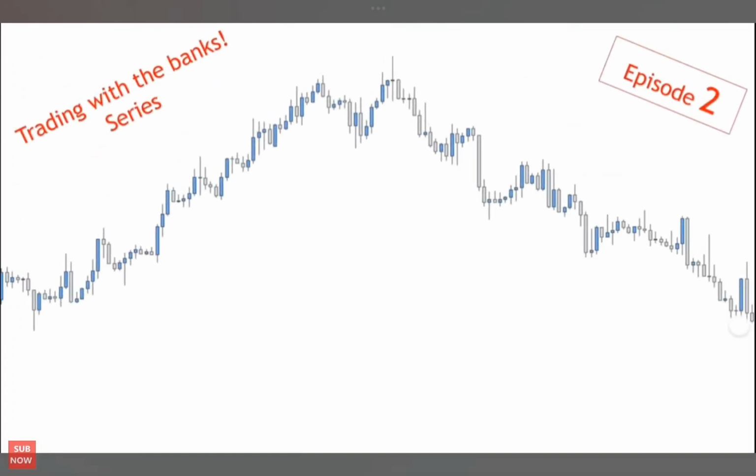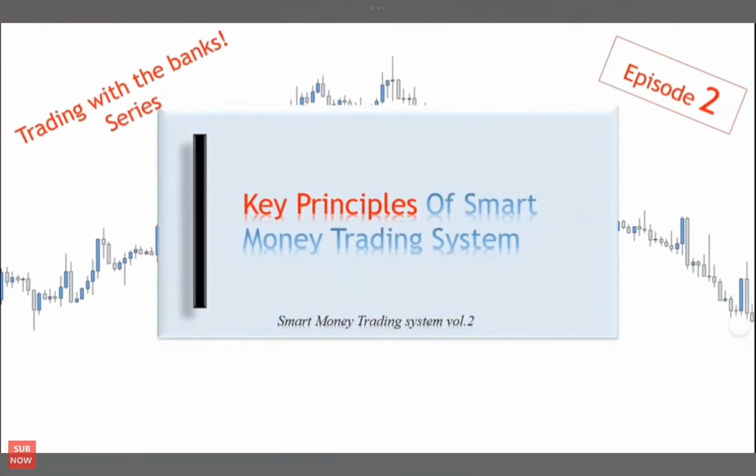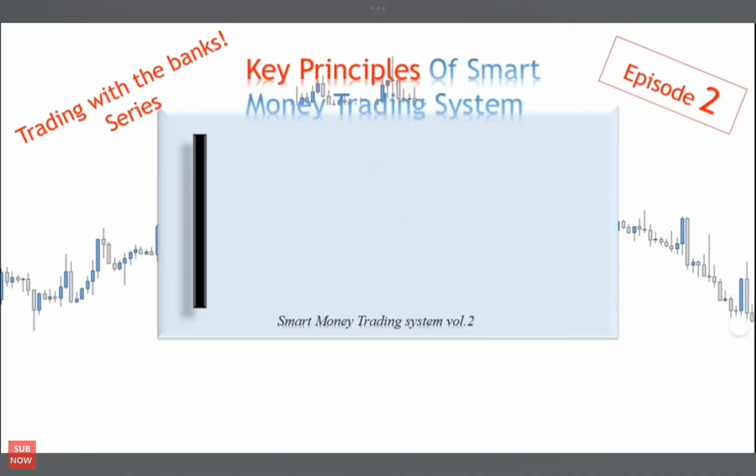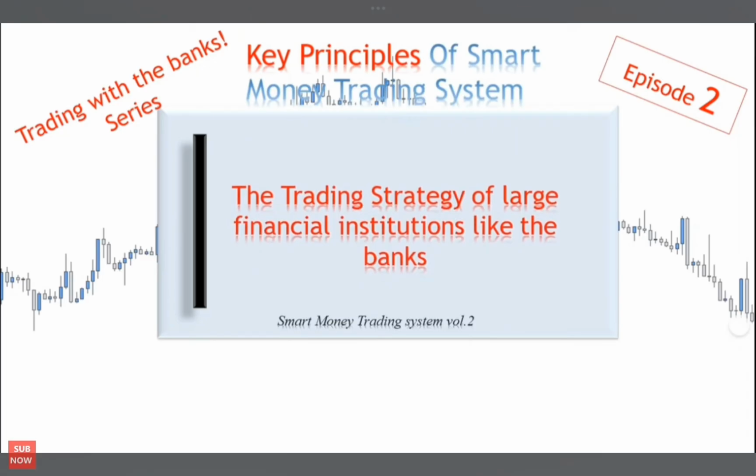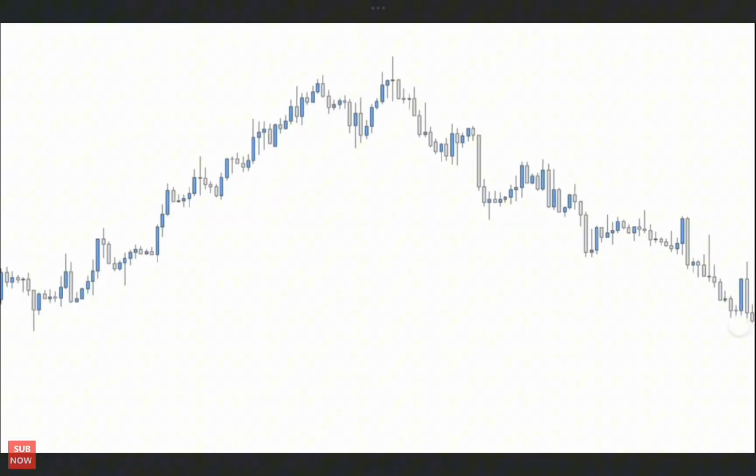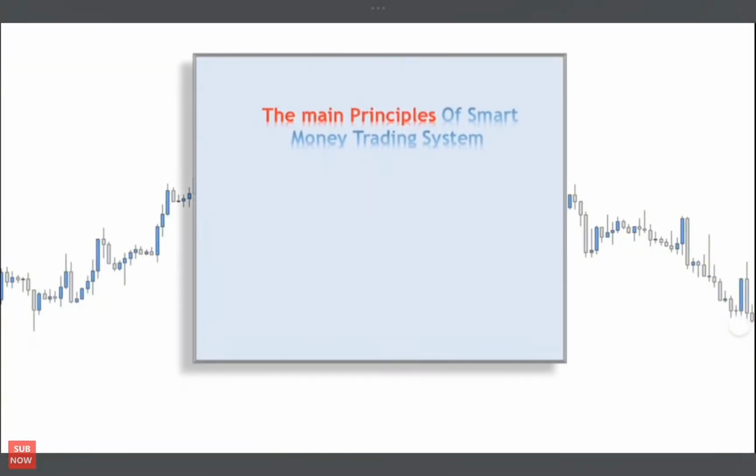As you know guys, most of the traders always wanted to know exactly where the big banks and financial institutions enter into a trade in order to get big profits by joining them. In this episode we will show you the key principles of the smart money trading system, which is known as the trading strategy of large financial institutions like the banks. Just remember that these important principles are all you need to know to trade with the banks and become a profitable trader. Welcome back guys, let us get started.